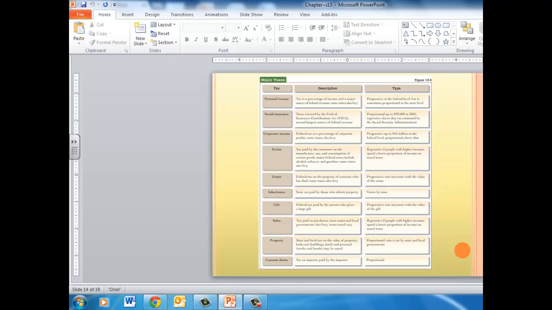Here's an example from your book, and you'll want to look at this and discuss and understand these different types of taxes. We pay taxes on inheritance. So if you were to inherit some money or property from a family member, you're going to pay taxes on that. If you are given a gift from someone and it's large enough, over a certain amount of money, the federal government is also going to ask for taxes from that.